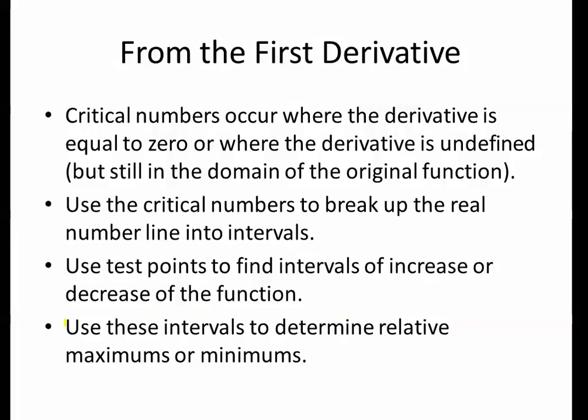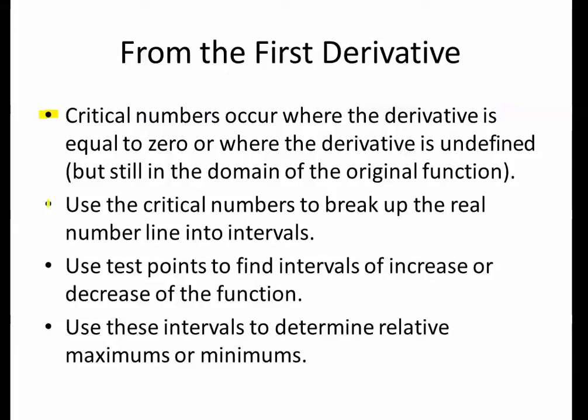Speaking of the first derivative, from the first derivative we can find critical numbers. Critical numbers occur where the derivative is equal to 0 or where the derivative is undefined. However, this still has to be in the domain of the original function. If the derivative is undefined and that value is not in the domain, we do not call it a critical number. Frequently, that is an asymptote, as we'll see in this example.